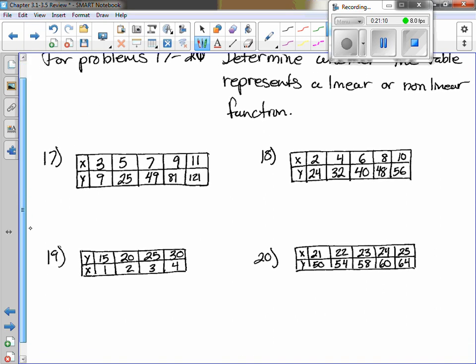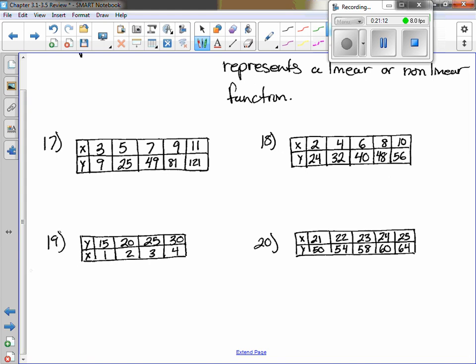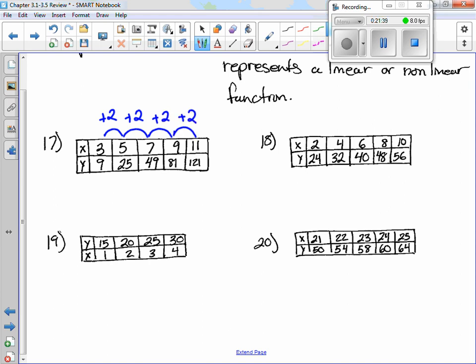Determine whether the table represents a linear or nonlinear function. So it's considered linear if the change in x is the same, not the same as change in y, but it's constant. We have a constant change in x and a constant change in y. So from here to here, we do what? We added 2. From here to here, we added 2. From here to here, we added. There's a constant change from 3 to 5 to 7 to 9 to 11. We're going up by 2 for x, yes?